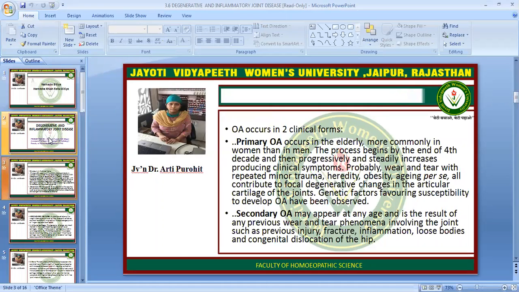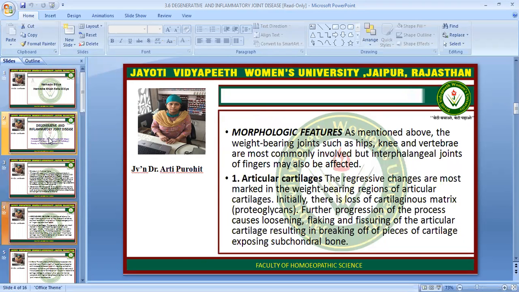Probably wear and tear with repeated minor trauma, hereditary factors, obesity, and aging per se all contribute to focal degenerative changes in the articular cartilage of the joint. Genetic factors favoring susceptibility to develop OA have been observed. Secondary OA may appear at any age as the result of any previous wear and tear phenomena involving the joint, such as previous injury, fracture, inflammation, loose bodies, and congenital dislocation of the hip.